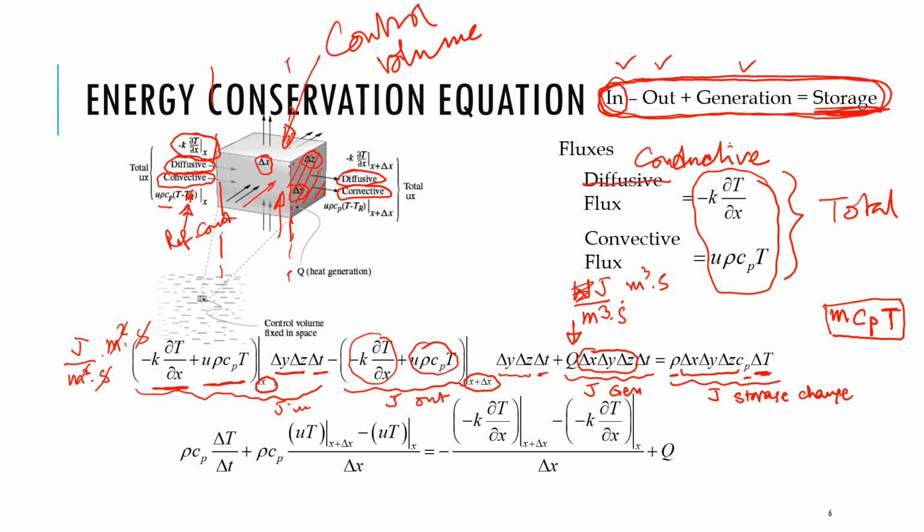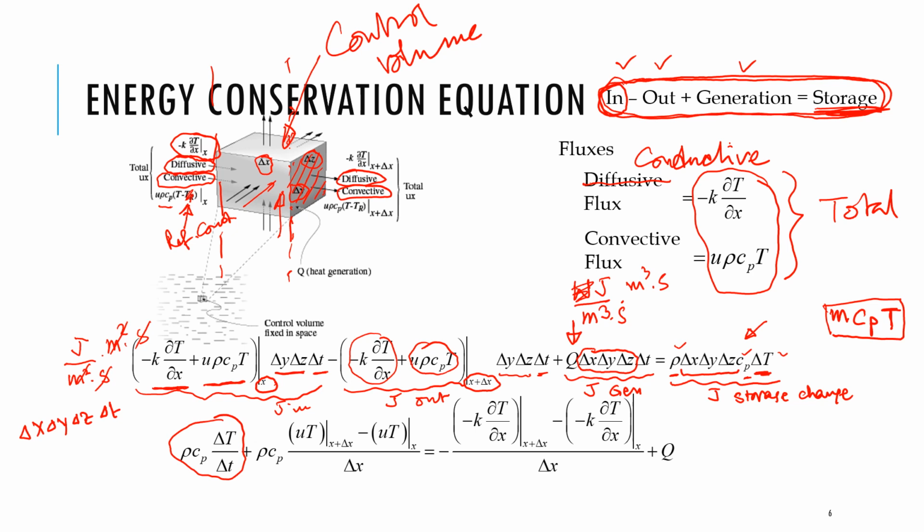Okay? And with that, we can now simplify. We divide throughout by delta X, delta Y, delta Z, delta T to get the next equation. So let's look at these terms carefully. Let's say this one, when I divide by delta X, delta Y, delta Z, delta T, I get rho Cp del T del t. That's what this term is. Okay?